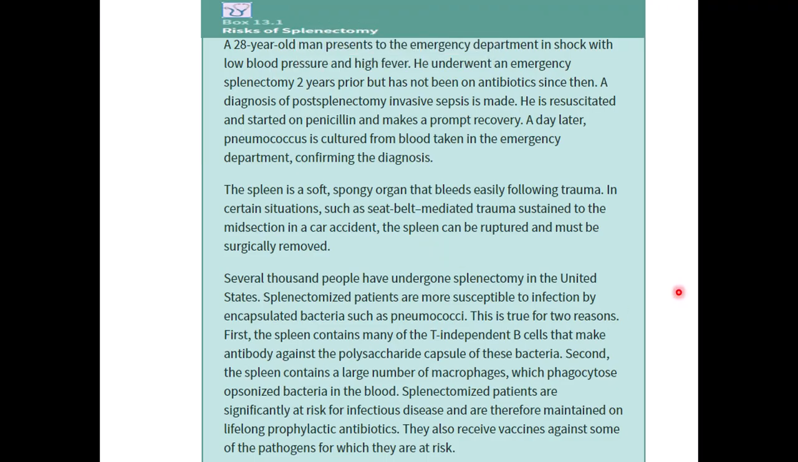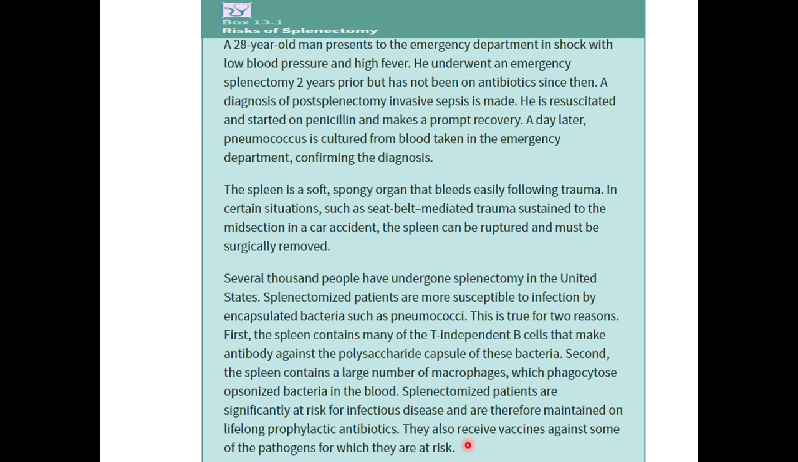This slide talks about a clinical case about a patient who got a spleen injury following a road traffic accident. Usually it has to do with the seat belt injury when a patient goes through a road traffic accident, and how patients usually bleed, and then we have to take the spleen out, as I said. If the patients get what we call a splenectomy, then the patient becomes more susceptible to infection by encapsulated bacteria like Streptococcus pneumoniae or Haemophilus influenzae.